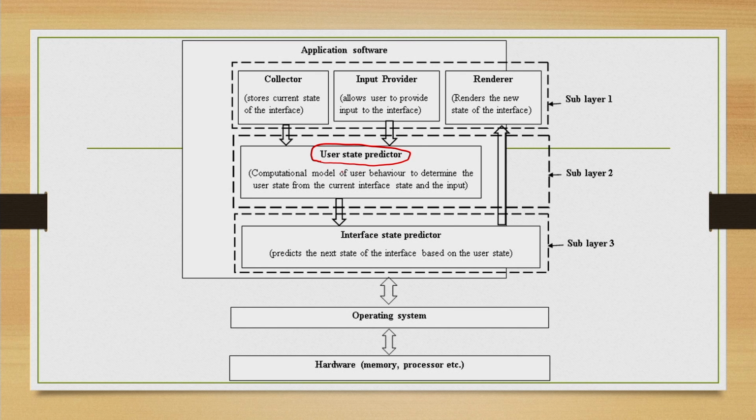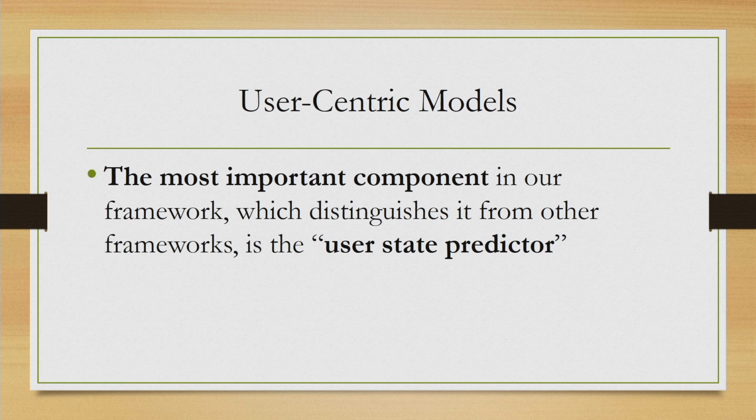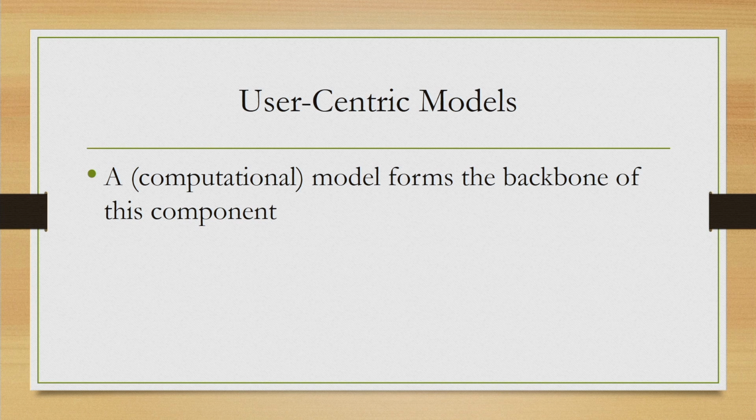Now, this state predictor actually works based on the concept of a user model. So, in this lecture we are going to discuss in details the idea of user model with some specific user models as examples. So, we can say that the most important component in this framework is the user state predictor, and the backbone of this predictor is the model.